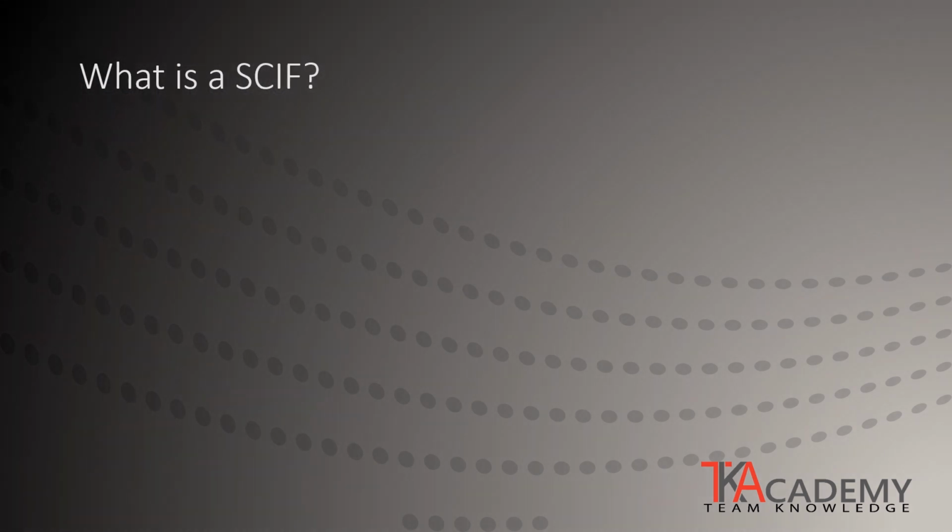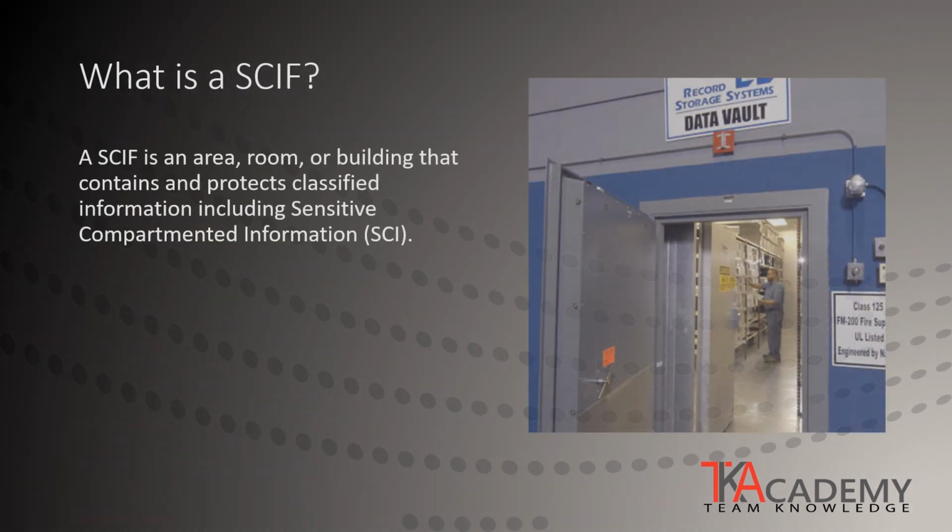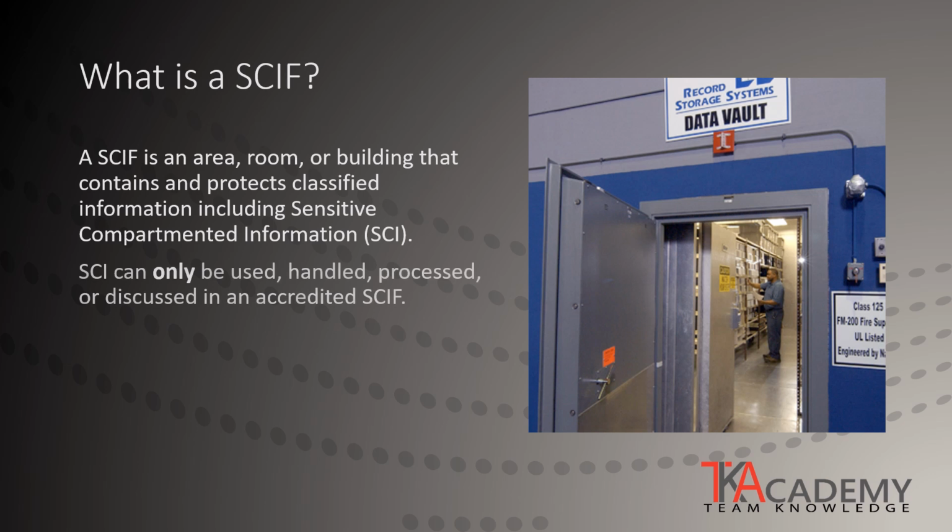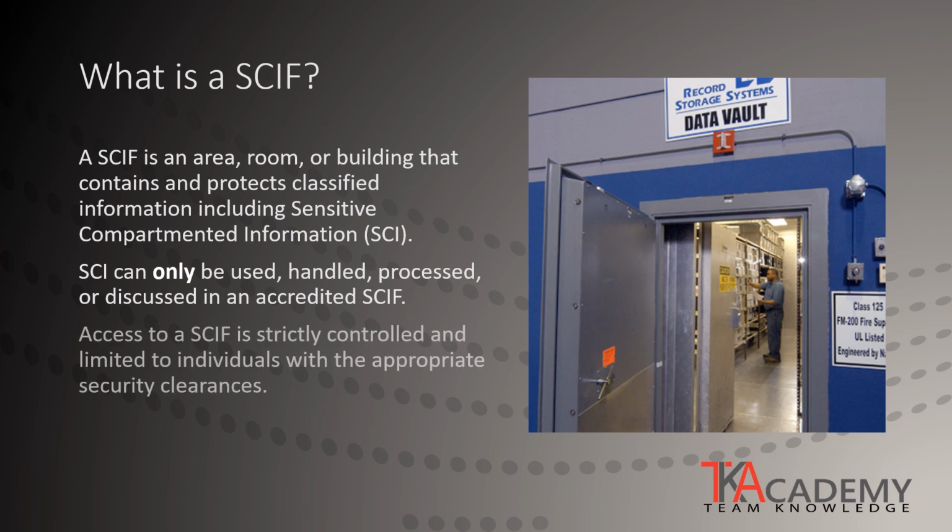What is a SCIF? A SCIF is an area, room, or building that is used to contain and protect classified information, which includes sensitive compartmented information, also referred to as SCI. SCI pertains to or is derived from sensitive intelligence sources, methods, or analytical processes. To protect SCI, it can only be stored, used, handled, processed, or discussed within an accredited SCIF to limit exposure to unauthorized or incidental access. Access to a SCIF is strictly controlled and limited to individuals with the appropriate security clearances.